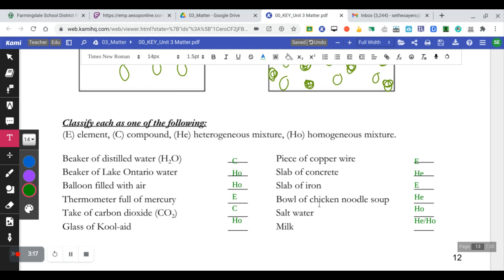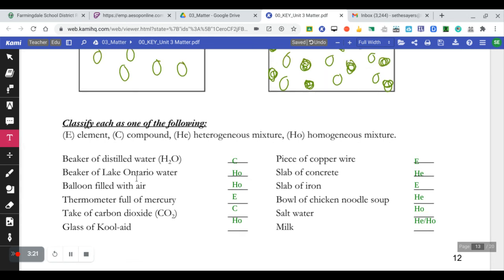All right, and here are some examples of actual real world substances and how we would classify them as either an element, a compound, a heterogeneous mixture, or a homogeneous mixture. Milk is technically truly a heterogeneous mixture. However, the particles are so fine that you may not recognize that.